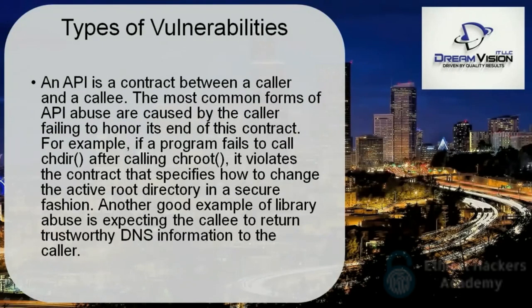Types of vulnerabilities. Let's go ahead and look at the API. An API is a contract between a caller and a callee. The most common forms of API abuse are caused by the caller failing to honor its end of the contract. For example, if the program fails to call chdir after calling, say, chroot, it violates the contract that specifies how to change the active root directory in a secure fashion. Another good example of library abuse is expecting the callee to return trustworthy DNS information, or basically domain name server information, to the caller.